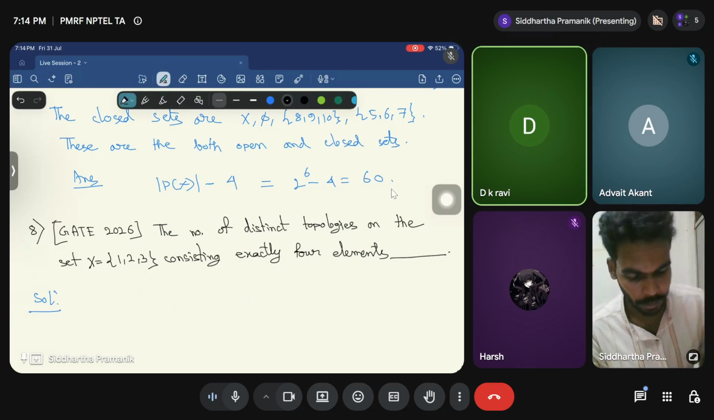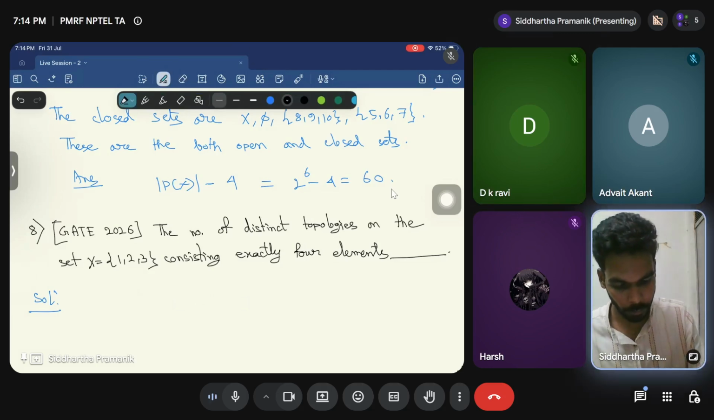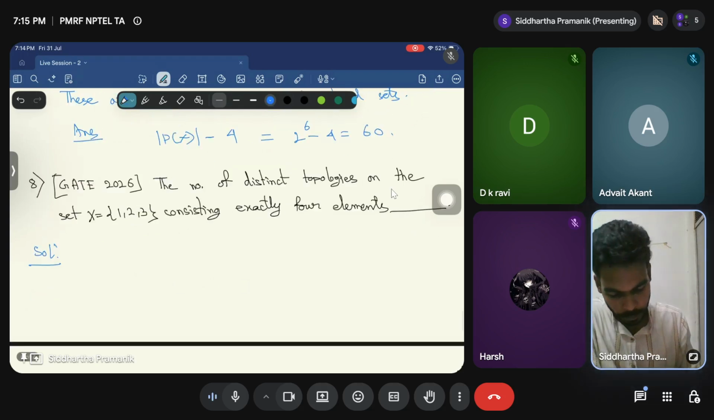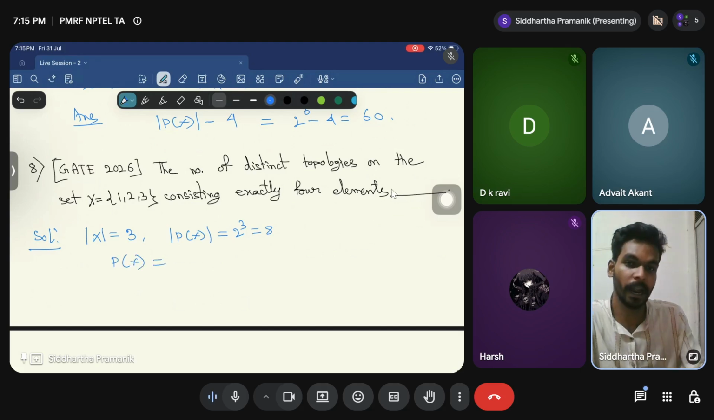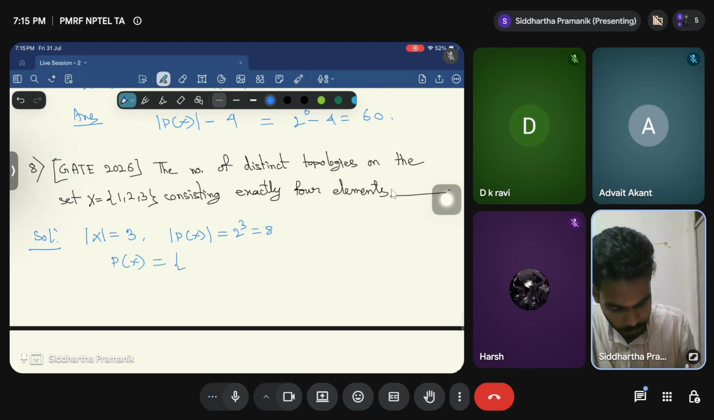Yeah, okay, but I think you don't have to do that much work. So let's try to see. Your cardinality of X is 3. So the cardinality of the power set of X is 2 power 3, which is 8. And what is your power set? Let's just write the largest topology. This is the empty set. This is X.